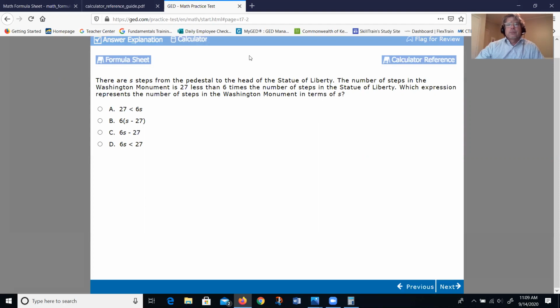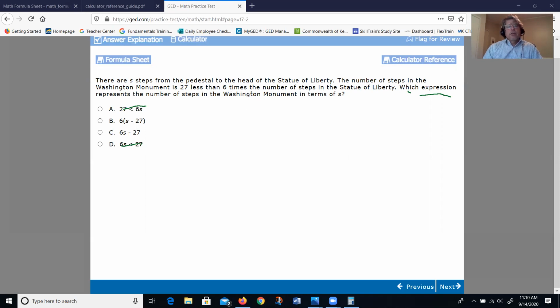So in this problem, when it says which expression, that leaves out A and D because A and D are inequalities. They should have said which inequalities. So that kind of hints that A and D are out of the problem just because it said which expression. Okay, so that helps us out just by recognizing what an expression is. It didn't say inequality.